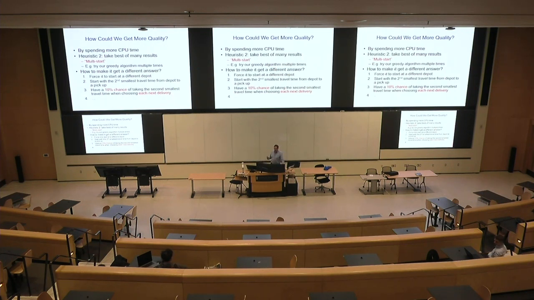When I find the next intersection to go to, the way we coded this on Tuesday was always go to the next pickup or drop-off that is legal, that has the smallest travel time. Well, you could say I have a 90% chance of going to the one with the smallest travel time, but a 10% chance of going to the one with the second smallest. And you can get probabilities using random number generators inside of a computer.